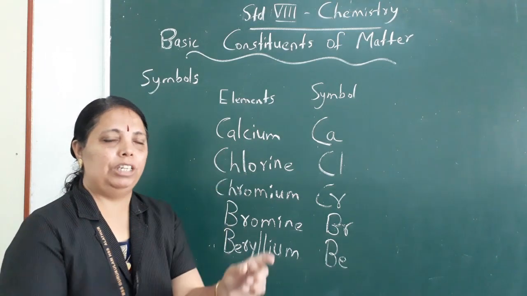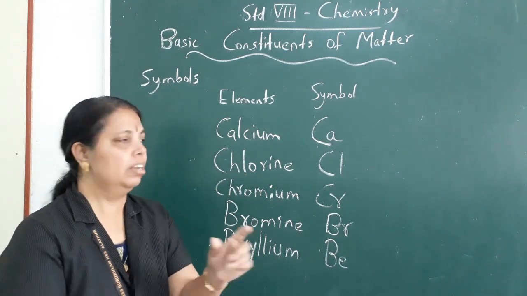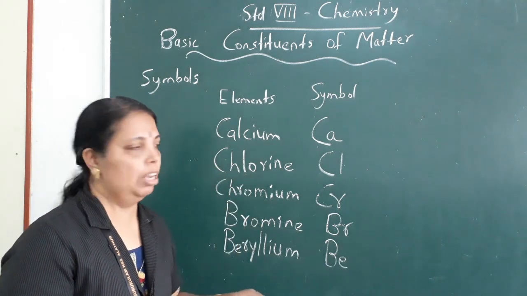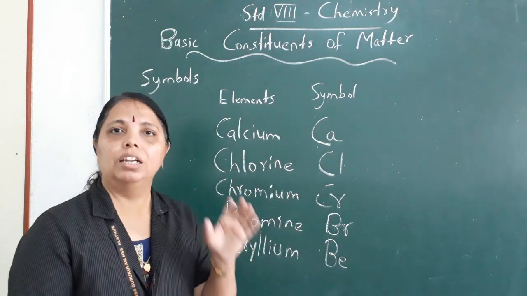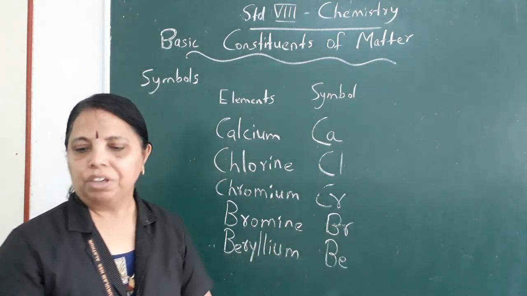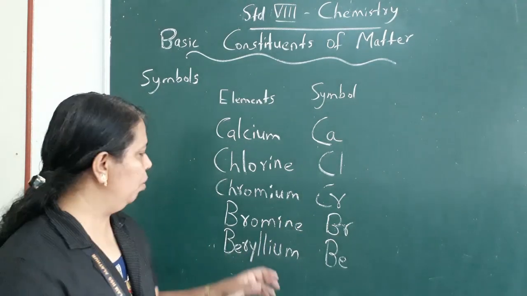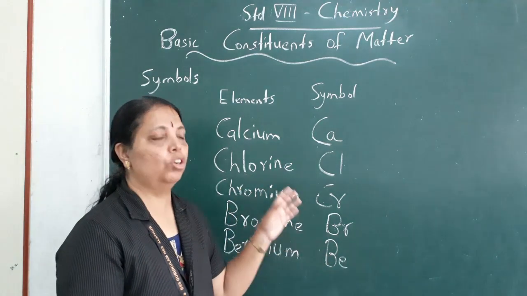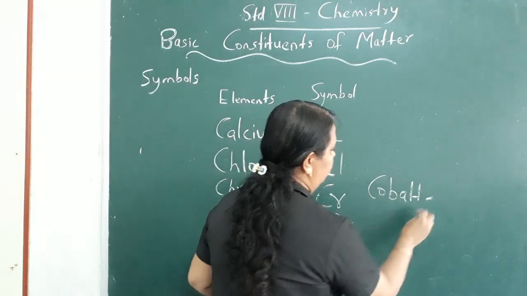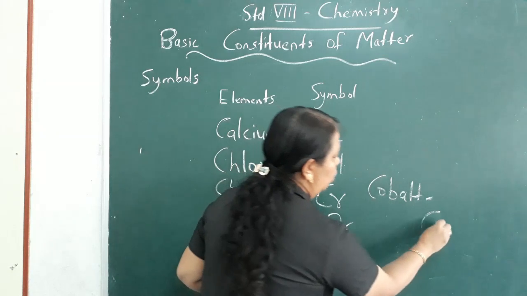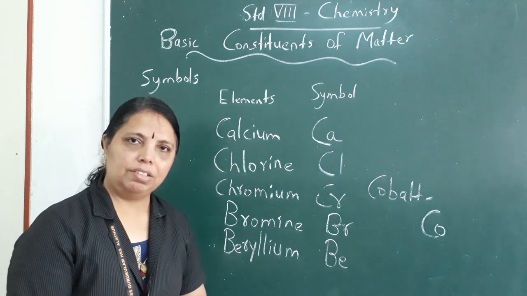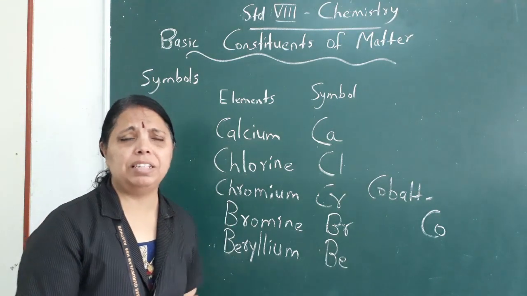Understood? In the first table we took just the first letter as symbols. Here we are taking the second in some cases, and in some cases the third also. But remember, the first letter has to be capital and the second letter in the symbol must be written in small letters. Okay? Understood? Now do you want any other examples besides this? Okay. Cobalt. If I tell you to write the symbol for cobalt, you have to write capital C and o. Capital C and o is the symbol for cobalt. Understood?